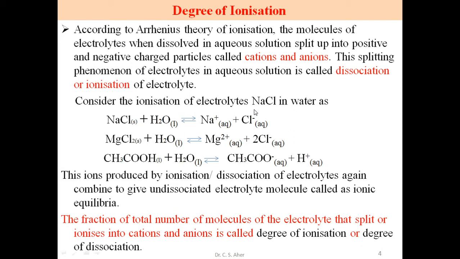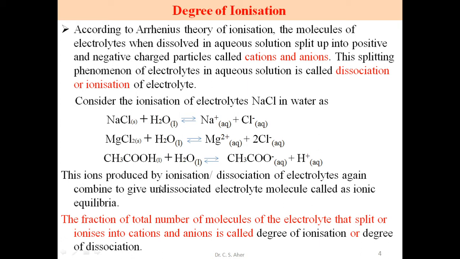Consider an electrolyte example, NaCl. When solid NaCl is added in water, at equilibrium it forms Na plus and Cl minus. So it produces a cation and an anion. When we add magnesium chloride in water, it produces magnesium 2 plus and Cl minus twice. When we add acetic acid in water, it produces acetate ion and H plus, that is, a proton, in aqueous medium.